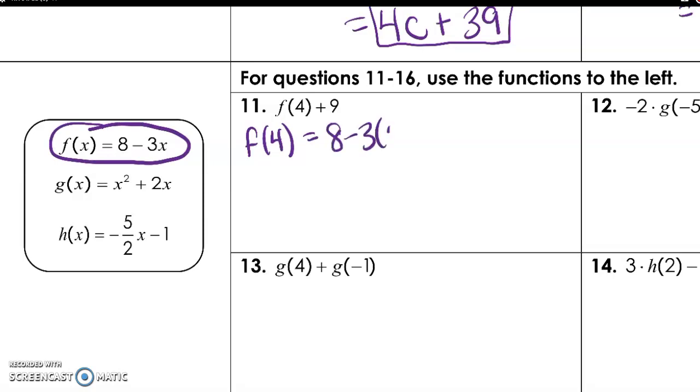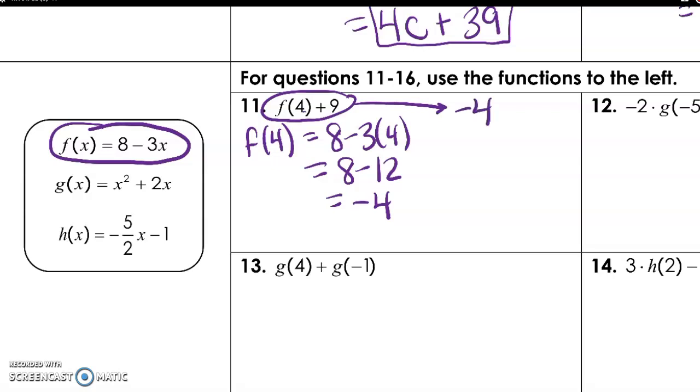8 minus 3 times 4 would be 8 minus 12, which is negative 4. So then when we look at this, f of 4 gets replaced by negative 4 plus 9, so my final answer is 5. Now, if you would have wanted to just do it all at once, you would have just put a plus 9 right here. And for this problem, it would have been very simple just to do that and get the 5 right away. But like for number 12, you would have to distribute and things like that. So it's a lot easier just to do it all at the end.